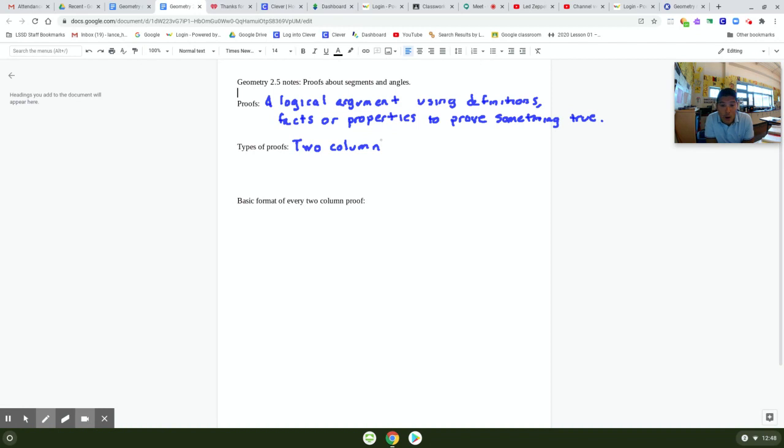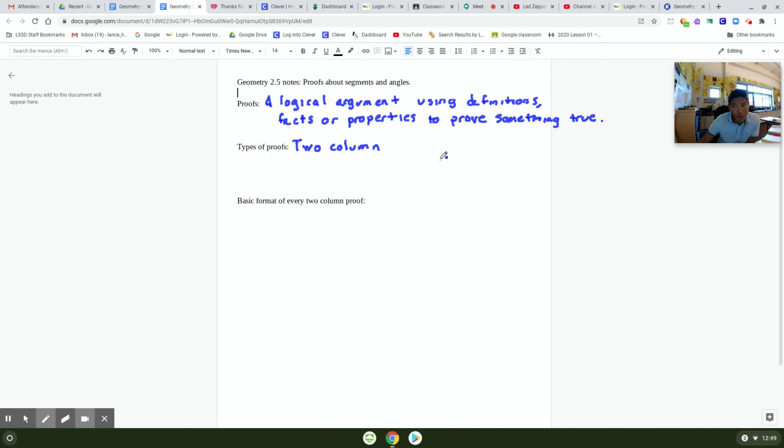For example, a paragraph proof would involve writing a paragraph. A flow proof or a flowchart proof would involve creating a flow chart. Or an indirect proof, a proof using indirect reasoning, definitely uses indirect reasoning. But right now, the only type of proof I'm going to write down is two-column proofs, because that's what we'll start with and that's what we'll mostly concentrate on.